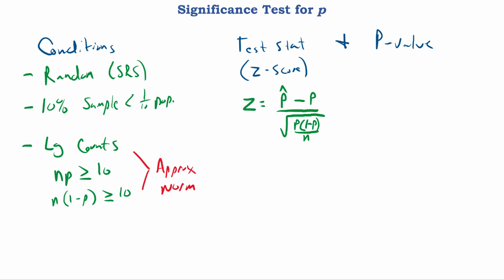Again, if we have a normal curve, you want the mean for your p hat, and the actual standard deviation for your p hat.